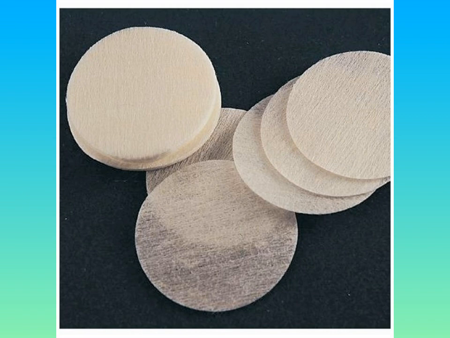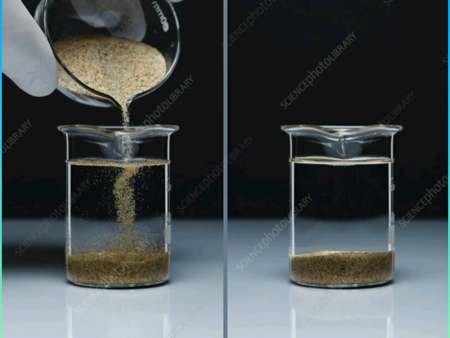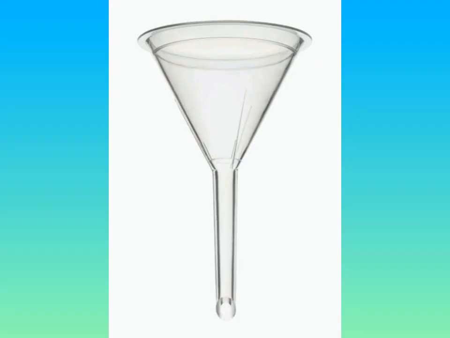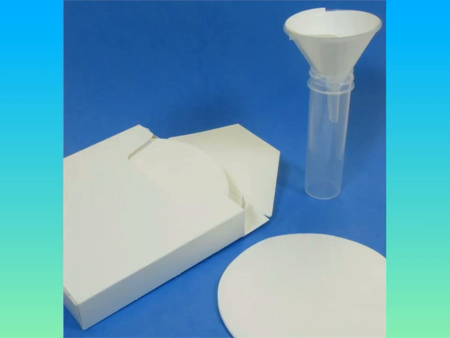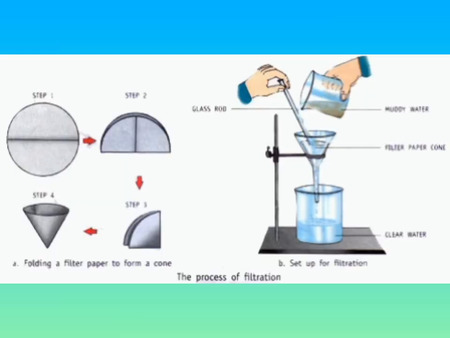Okay. For this method, take a beaker and mix water and sand. Next we will need a funnel and a conical flask. A funnel is a cone-shaped apparatus and a conical flask is a glass container as shown in the figure. Next, a circular piece of filter paper is taken and folded twice to make it into the shape of a cone. This paper is placed inside the funnel. A conical flask is kept below the funnel.